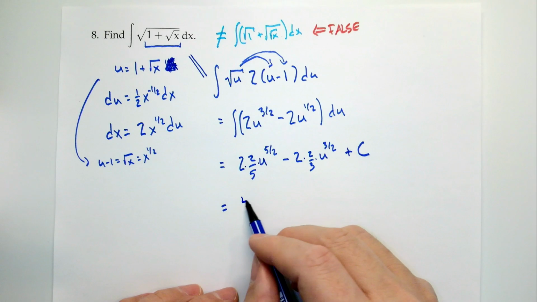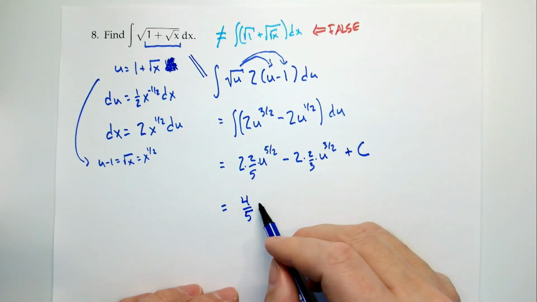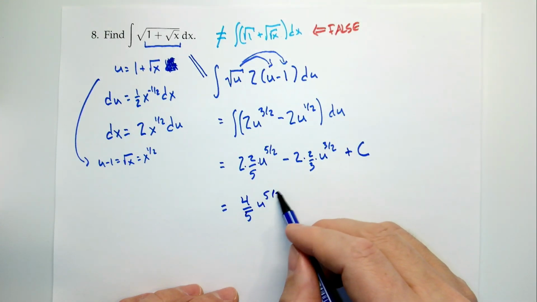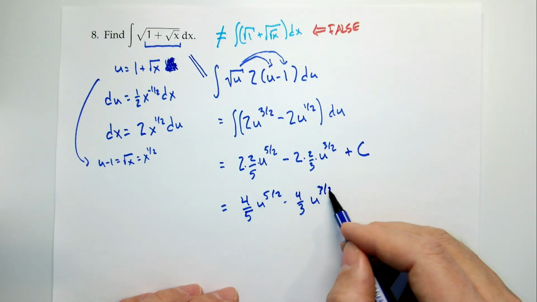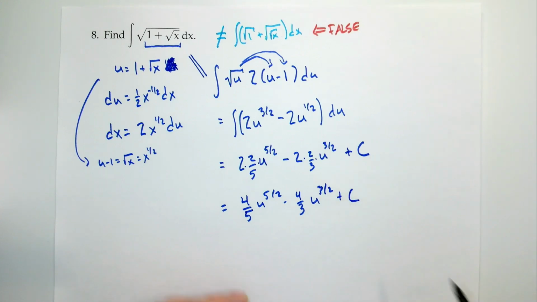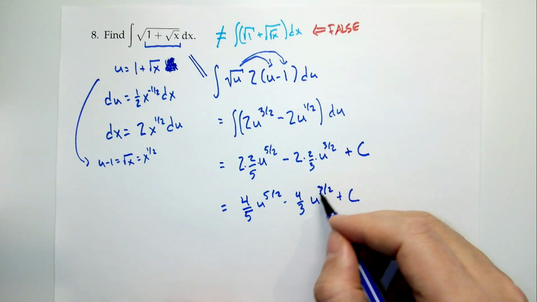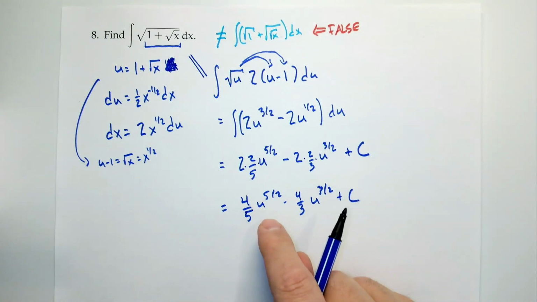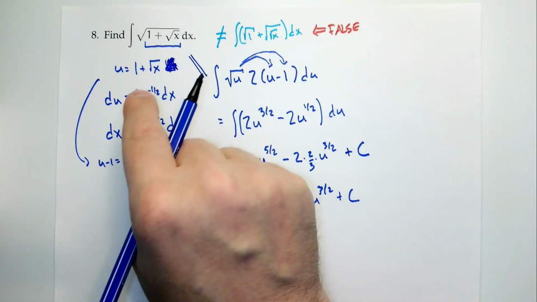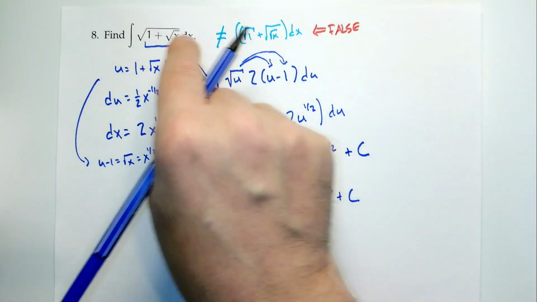So we end up with 4/5 u to the 5/2 minus 4/3 u to the 3/2. Now, are we done? And why not? Well, no, because other than the fact that our 3 looks very weird, this is u. Where do we need to end up? We need to end up back in terms of x, because we started in terms of x.